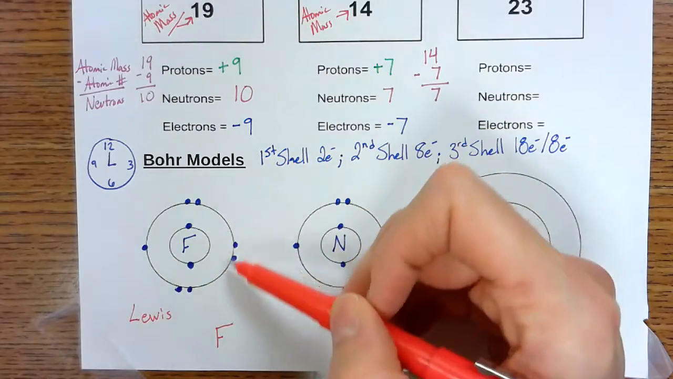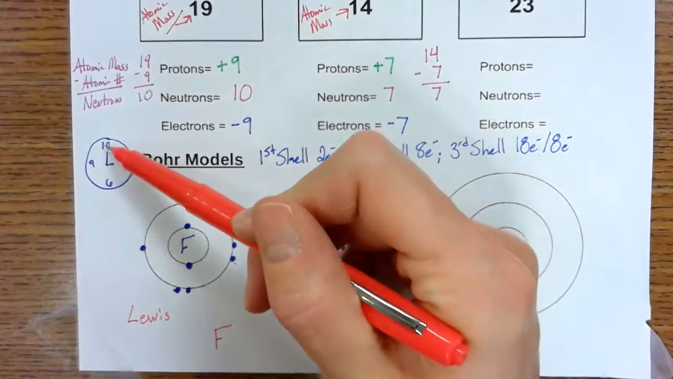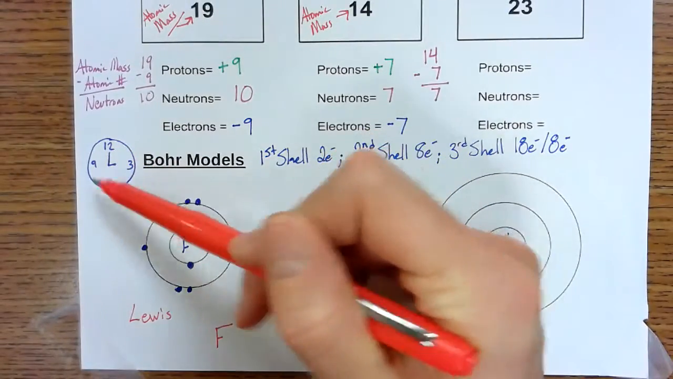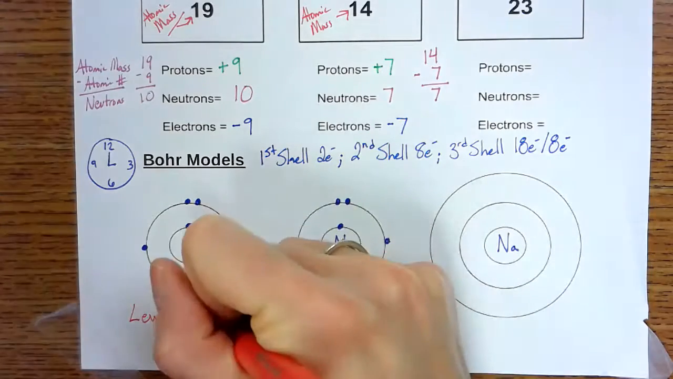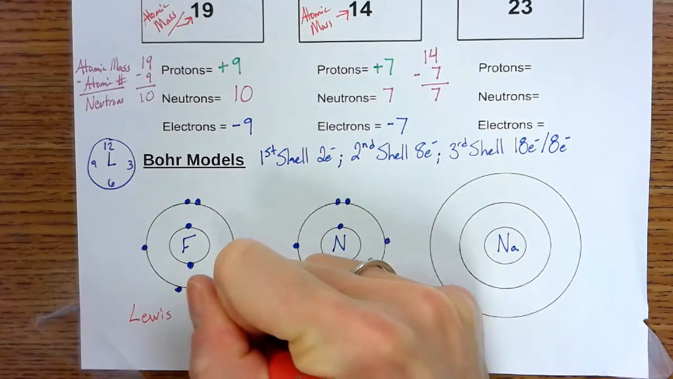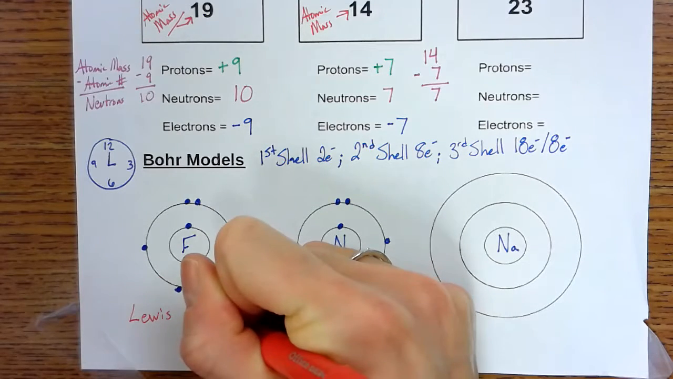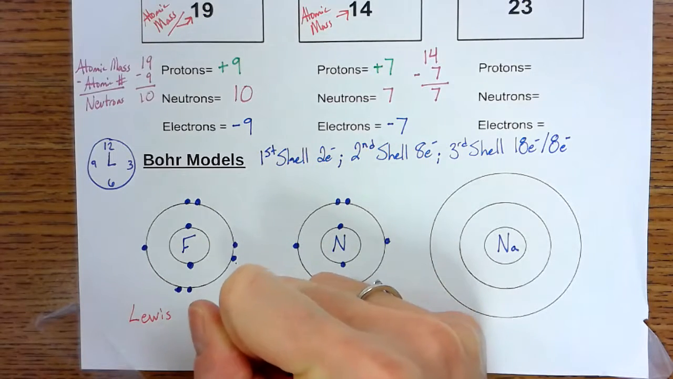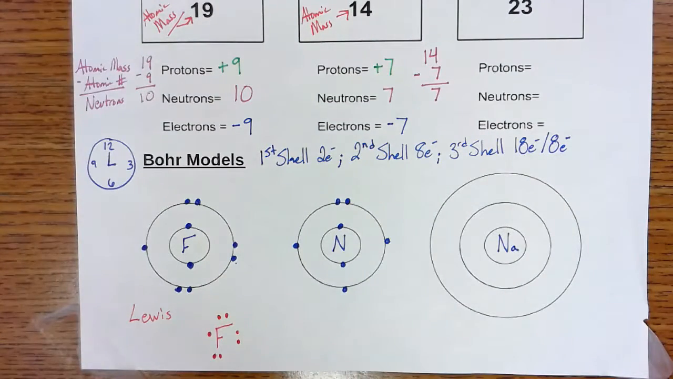So we're going to put these valence electrons around our symbols, and we're going to put them in order around like the quarters of a clock. Okay, so we start with the top. 1, 2, 3, 4. Now we have to double up. 5, 6, and 7.